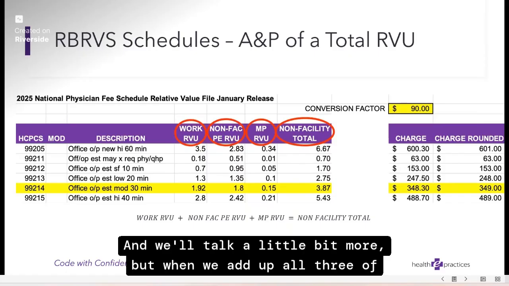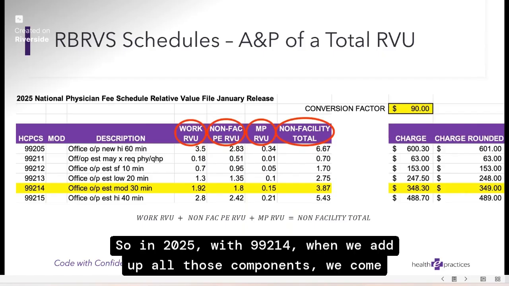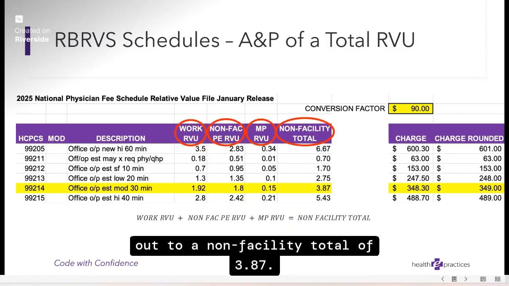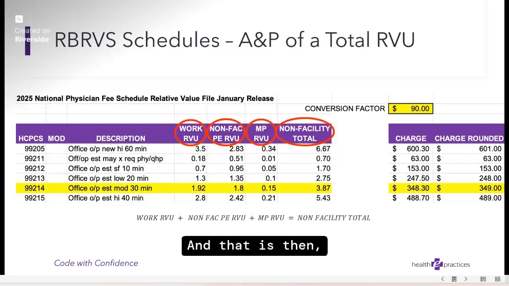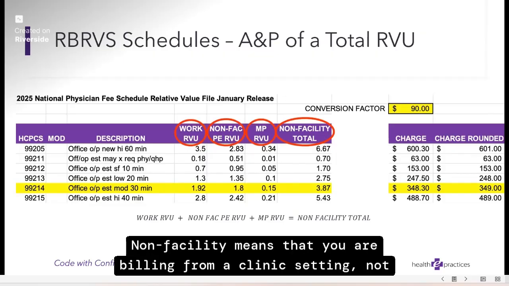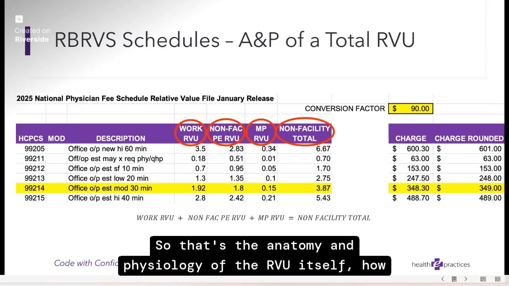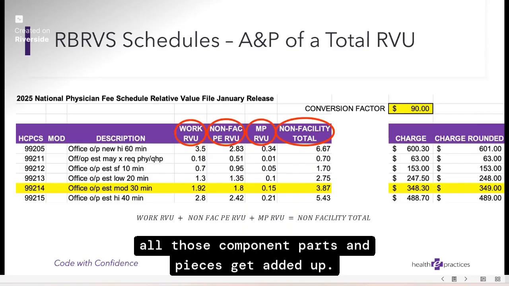But when we add up all three of those components, that gets us to our non-facility total. So in 2025, with 99214, when we add up all those components, we come out to a non-facility total of 3.87, and that is then the total RVU. It's important to have that distinction. Non-facility means that you are billing from a clinic setting, not an ambulatory surgery center or a hospital. So that's the anatomy and physiology of the RVU itself, how all those component parts and pieces get added up.